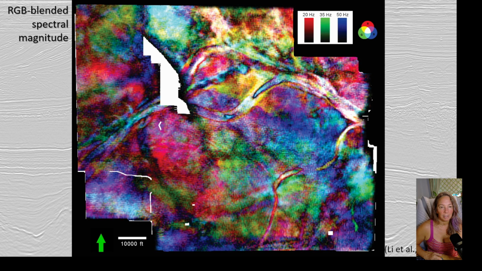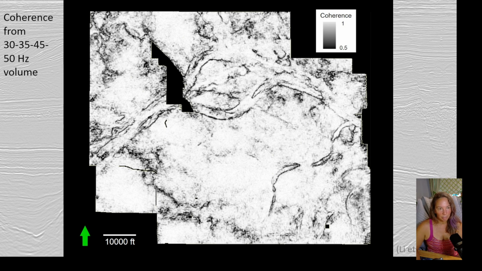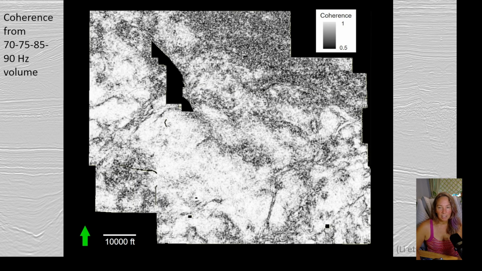Now if we move on and look at the coherence attributes, we're going to calculate them on 4 different spectral bands. We're going to go from lower frequencies, like I'm showing here, primarily 15 to 25 hertz, and then we're going to move up. What I want you to pay attention to is how different spectral bands highlight different features of this channel system. So low frequency, we're moving up to higher frequencies, from 35 to 45. Here we're at 55 to 65 primarily, and then 75 to 85.